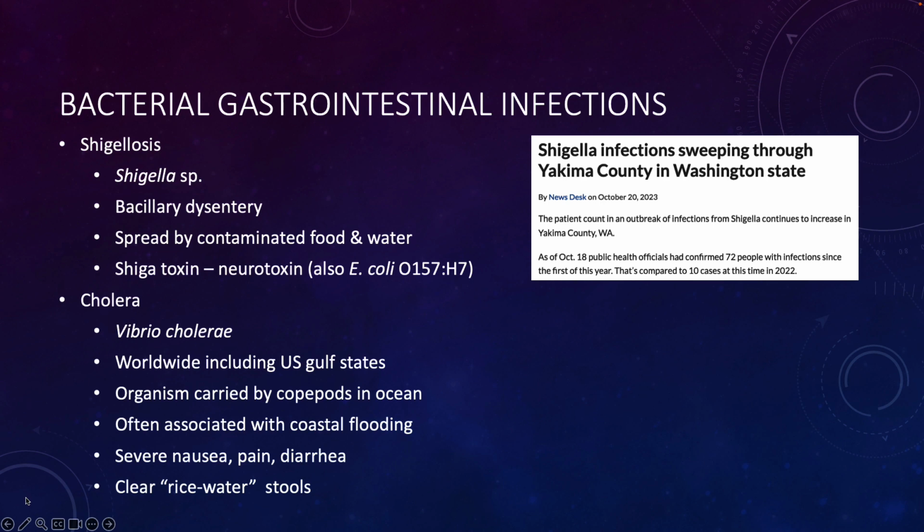Cholera, which we've talked about before, can also cause foodborne illness. It can be carried by copepods in the ocean. So if you happen to ingest water or food, like an animal that's eaten copepods, you can get cholera: severe nausea, pain, diarrhea, and that clear stool that comes because you've been passing liters of diarrhea a day.